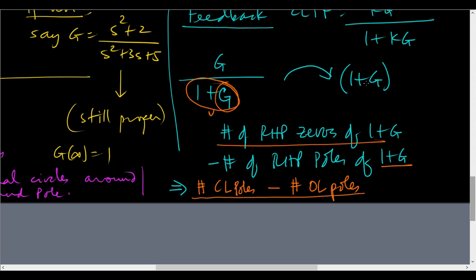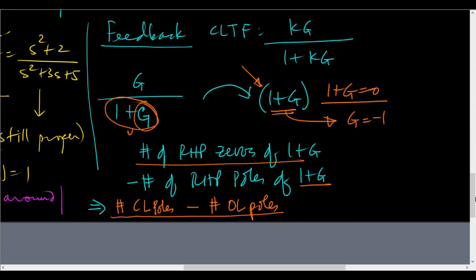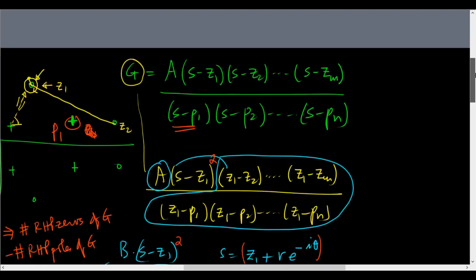Now what is interesting is that when you look at the mapping of 1 plus g and talk about the origin there, that means 1 plus g equal to 0, which is the same as saying g equal to minus 1. And so you don't even have to map 1 plus g, you just map g and you count clockwise encirclements of the point minus 1. Okay, so if you take clockwise encirclements of the point minus 1, that's enough.